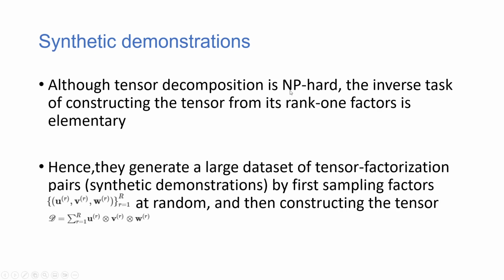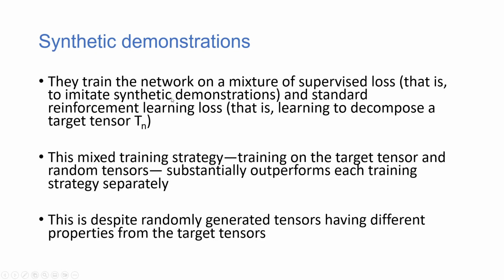Although tensor decomposition is NP-hard, the inverse of constructing the tensor from rank 1 factors, which is what this problem is doing, is elementary. So they use this to create the synthetic examples offline. They generate a large data set of tensor factorization pairs by sampling this and basically assembling the tensor using the same formula as before. So they train the network using this synthetic demonstration, using supervised loss, that is imitation by training, and standard reinforcement learning loss, that is the decompositions that they take along the training.